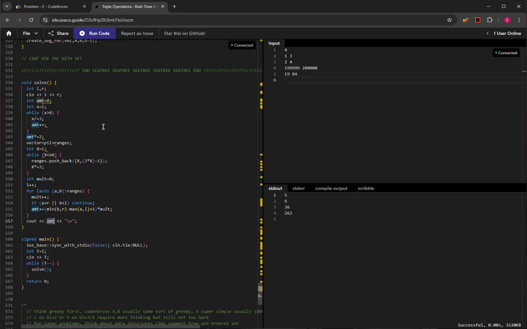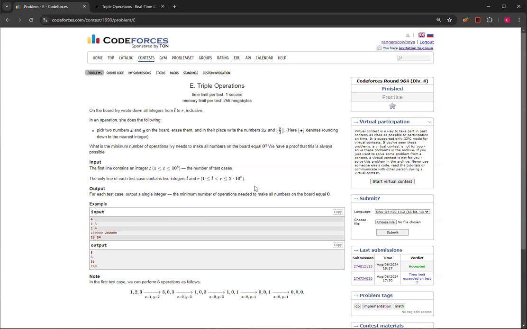And that's basically the solution for how you solve Triple Operations, question E from Codeforces Round 964, Division 4.